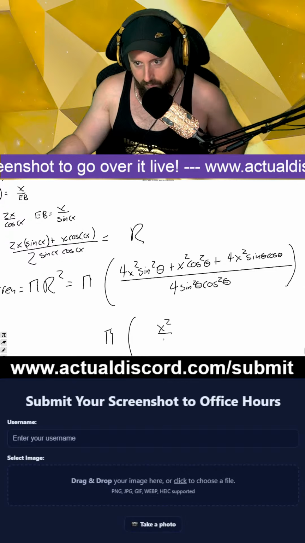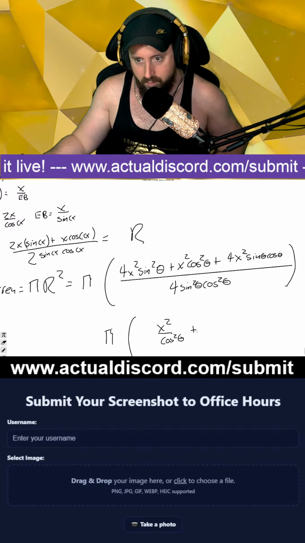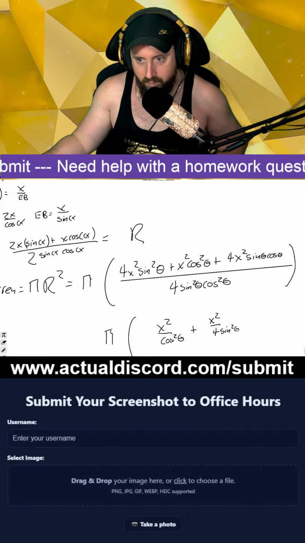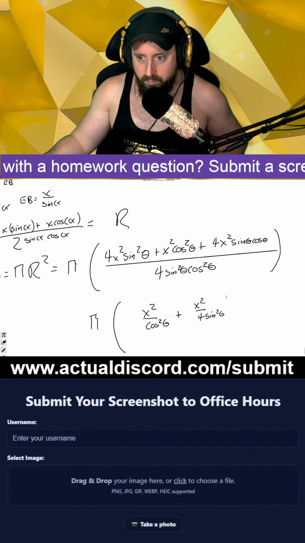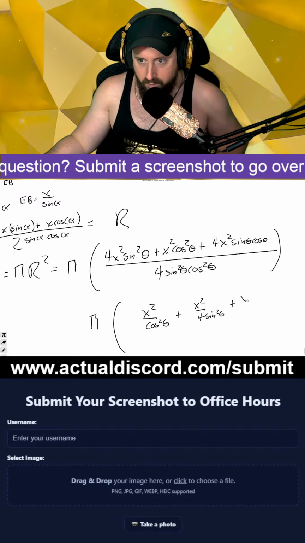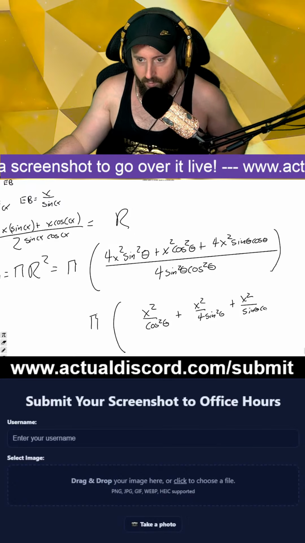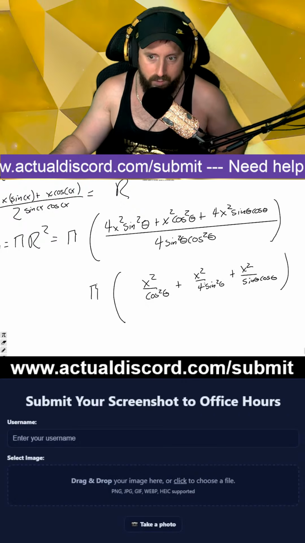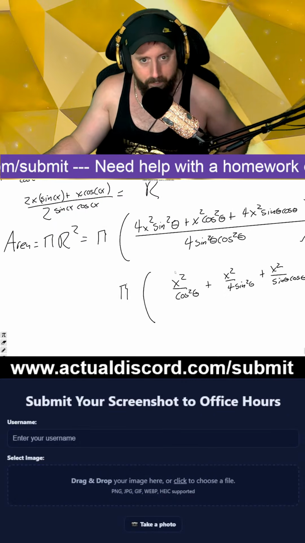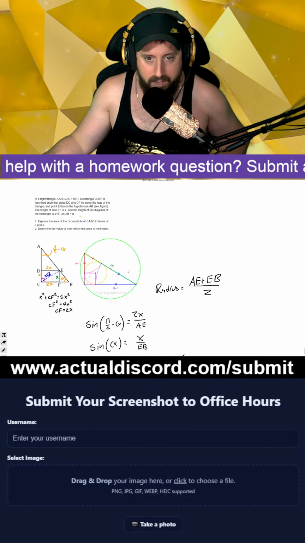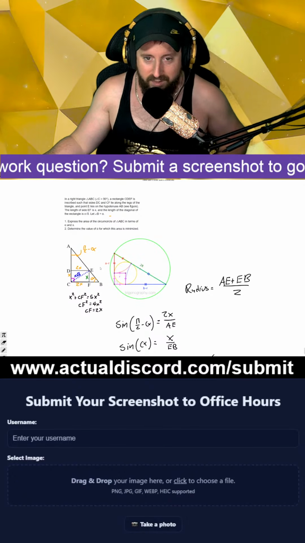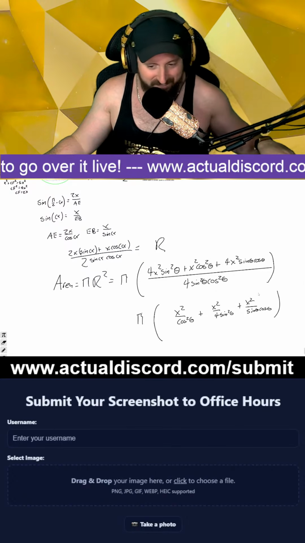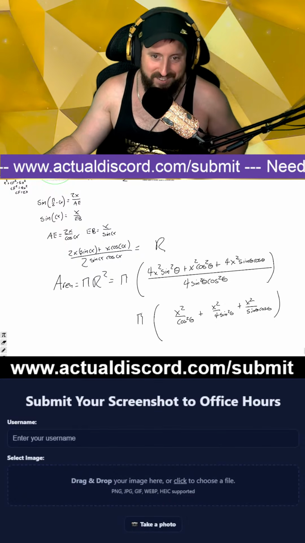I don't know. What's that? X squared over cosine squared theta plus x squared over 4 sine squared theta. All right, if we cancel these, and then plus x squared over sine theta cosine theta. I think that's the simplest I can make it. This 4 messes with things. Am I allowed to do that? And then determine the value for alpha which minimizes it. So then I have to do d/d theta of this? Oh, that's a mess. I don't want to do that.